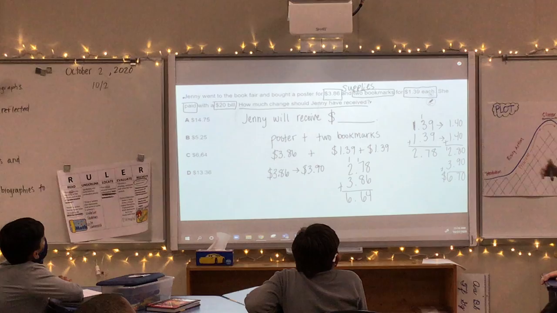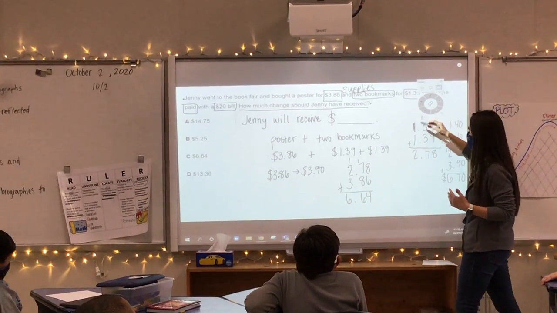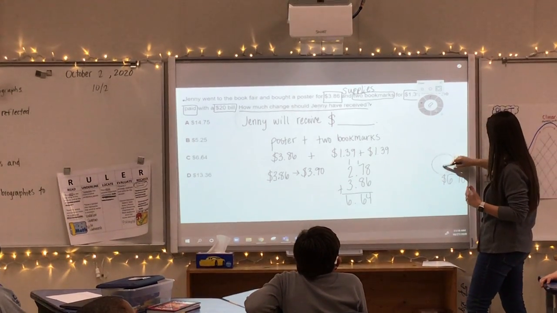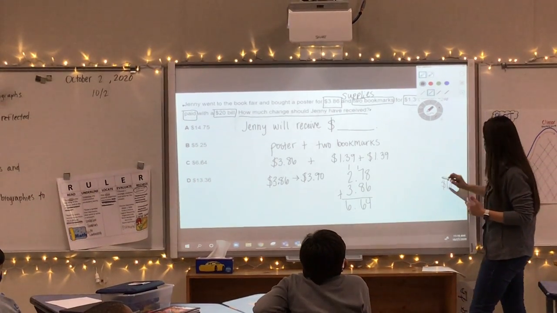Okay, I'm going to do something that I hate doing. Me too. But I want to make sure that we have plenty of space. You've got it on your paper. It's a beautiful thing when you have it on yours.